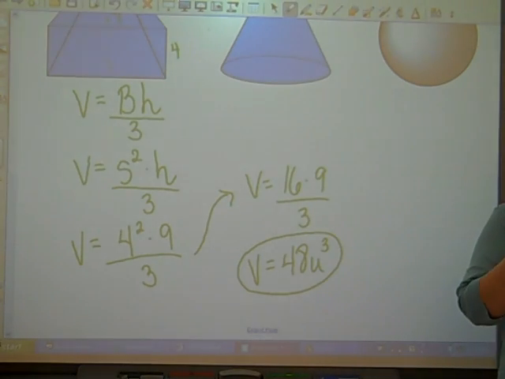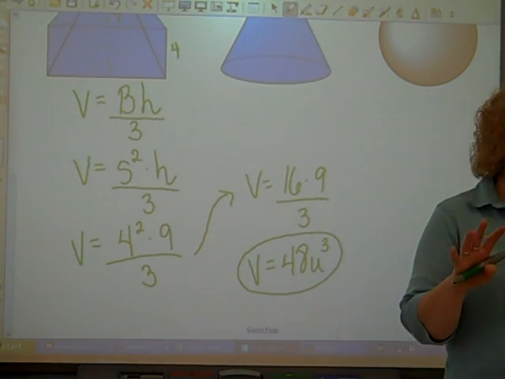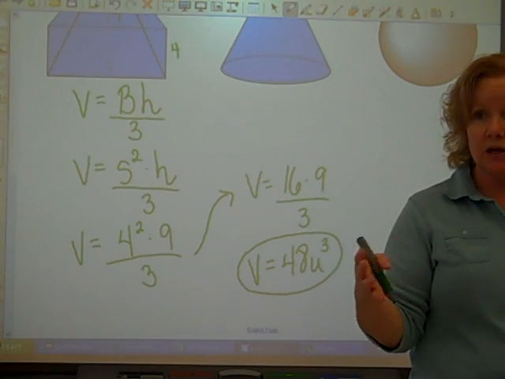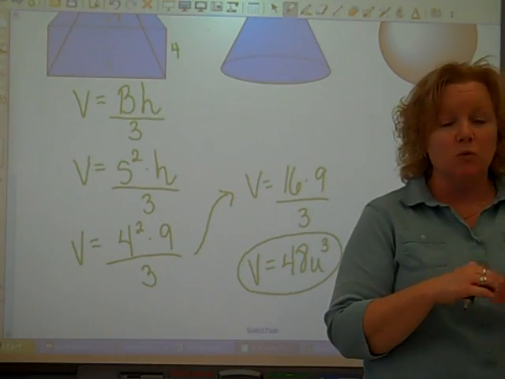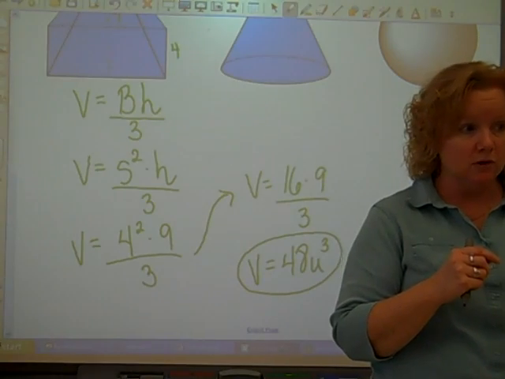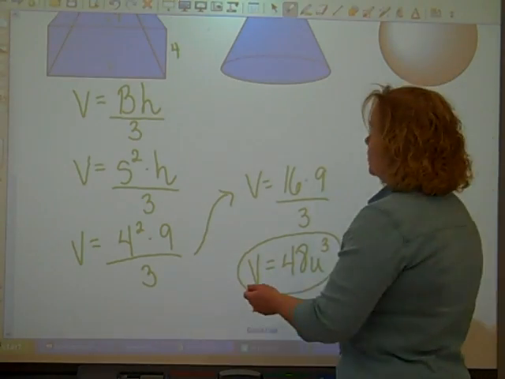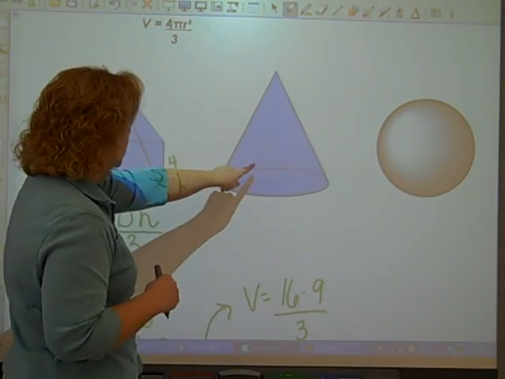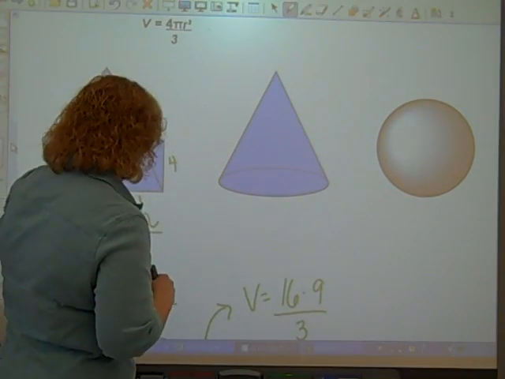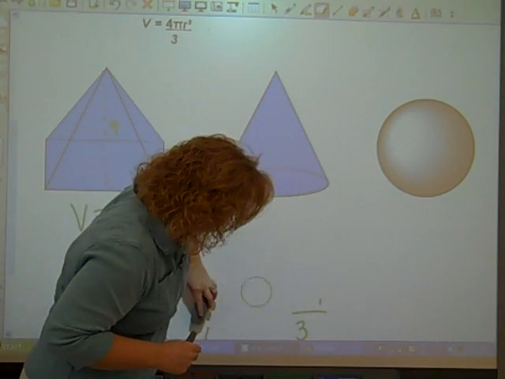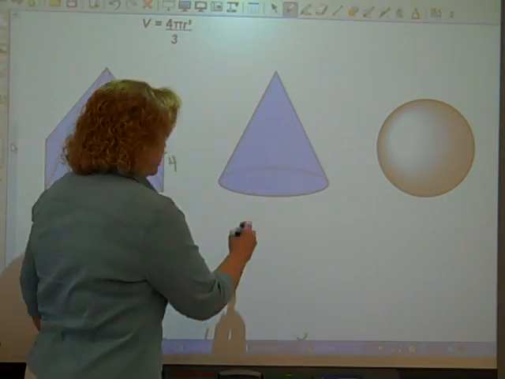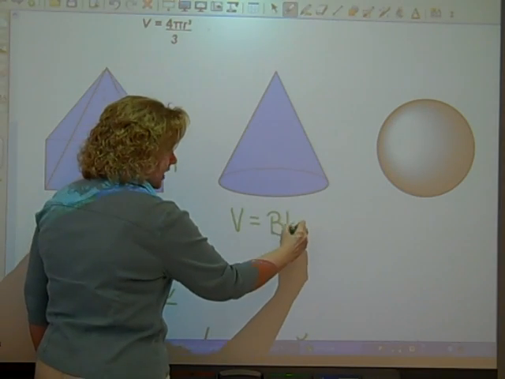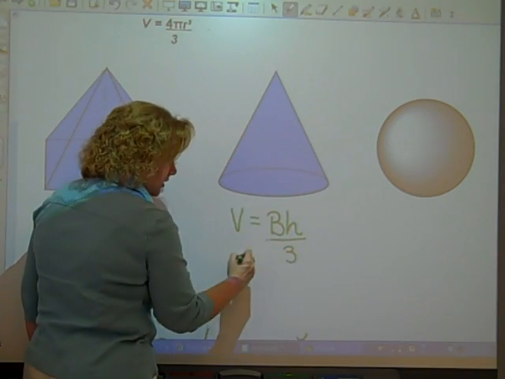Okay, so again, the key to volume is that it's just different formulas and we're plugging in. The key is understanding what the big B means. So you have to make sure that you understand that. Okay, look at this one here then. Same formula. I'm still going to use volume equals big B times H divided by 3.